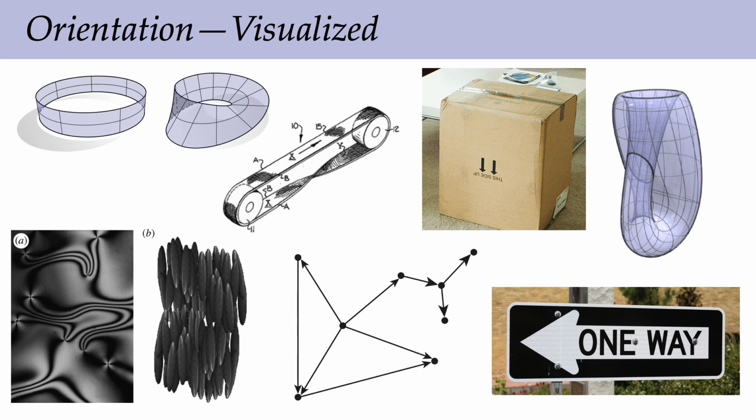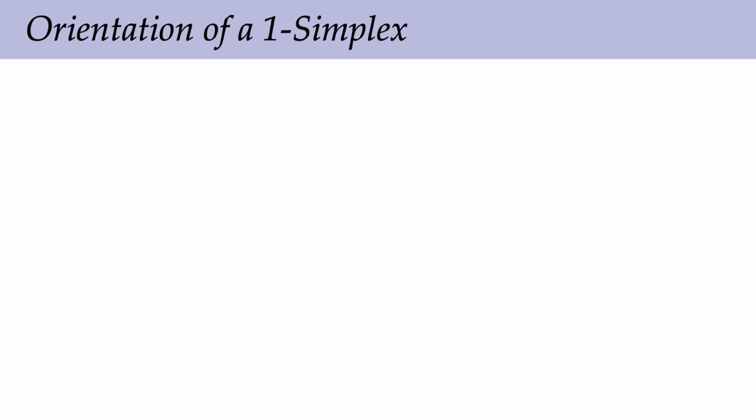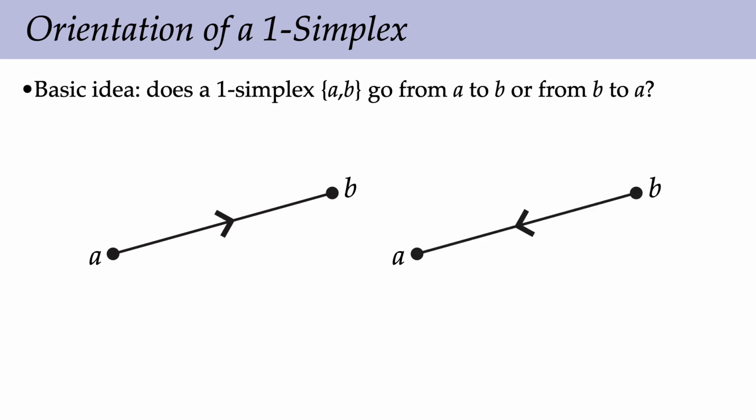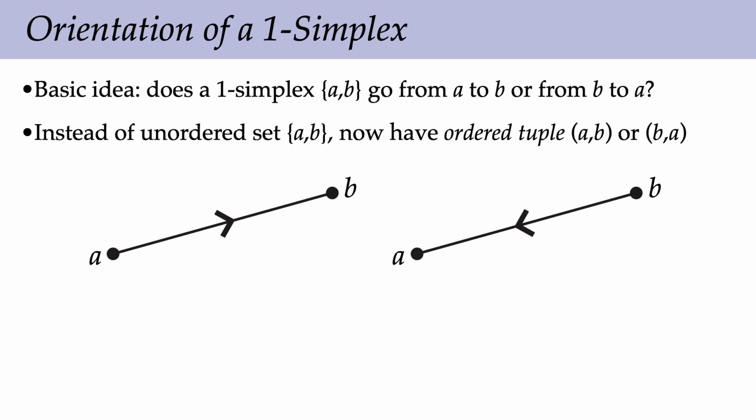Okay, so just to give a sense, what do we mean when we use this word orientation? A little more precisely, let's talk about the orientation of a 1 simplex. The basic idea is we are just saying, do we want our 1 simplex AB to go from A to B or from B to A? Like this or like that. And so rather than writing an unordered set AB in curly braces, we can now write an ordered tuple AB or BA in round parentheses.